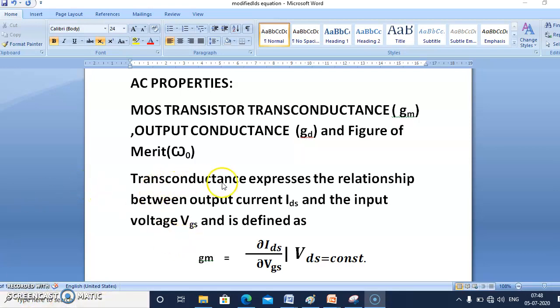So what is transconductance? Transconductance expresses the relationship between output current IDS and the input voltage VGS, and it is defined as GM is equal to dou IDS by dou VGS, provided VDS is constant. So this transconductance decides the current driving capability of the MOSFET for a given input voltage swing.